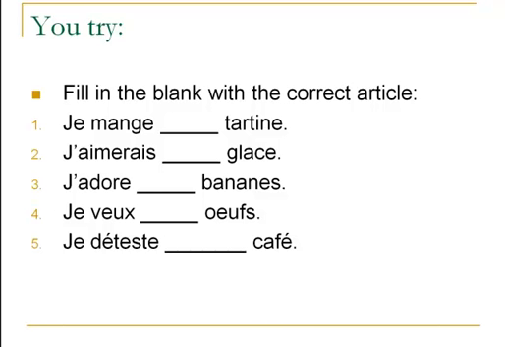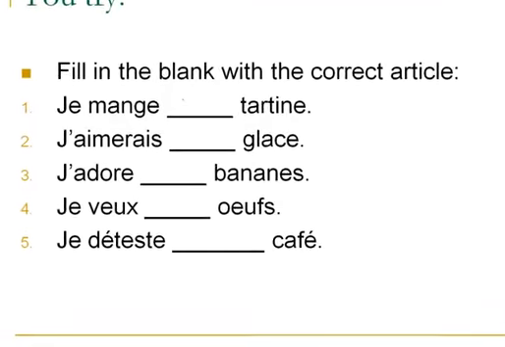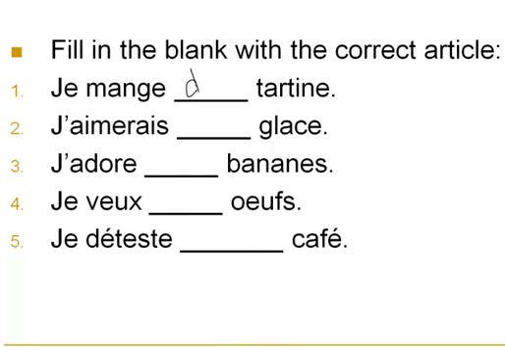Alright, so if you paused the video, these are the answers that you would have in the blank. To say I'm eating some of a tartine, you would say de la tartine, because it's feminine. I would like some ice cream would be de la glace. I love bananas. J'adore des bananes.